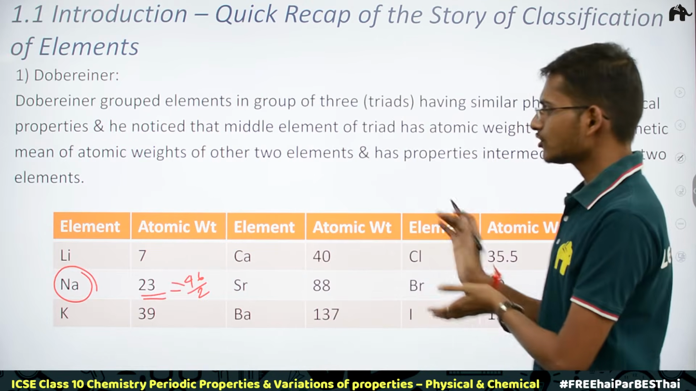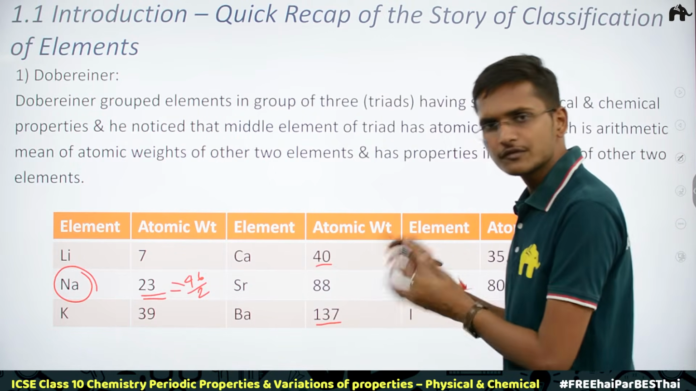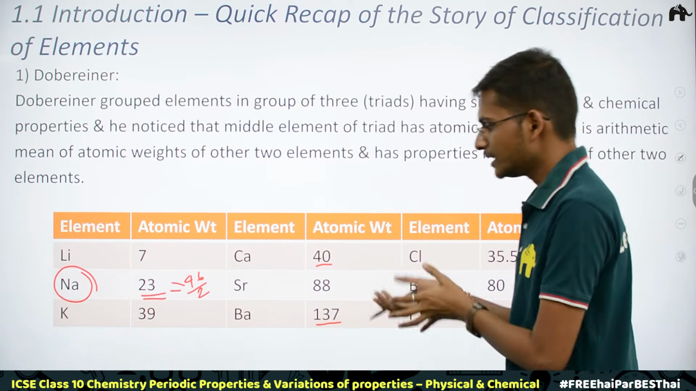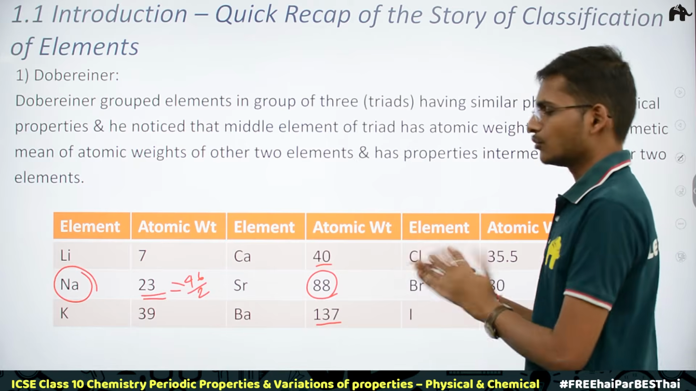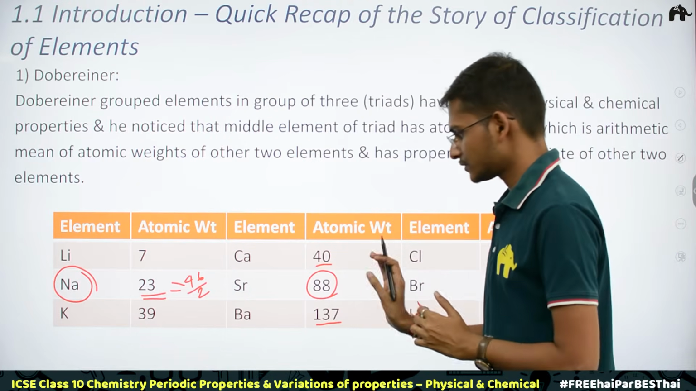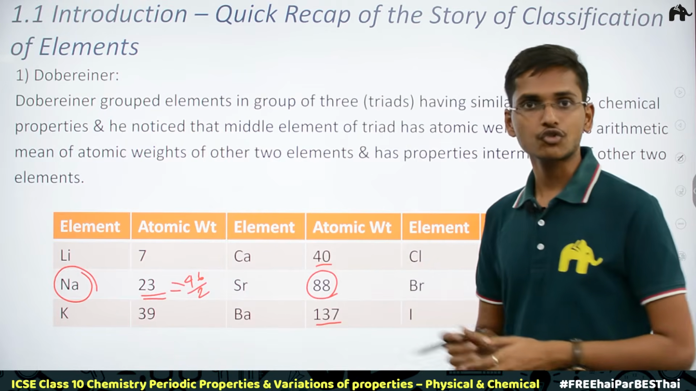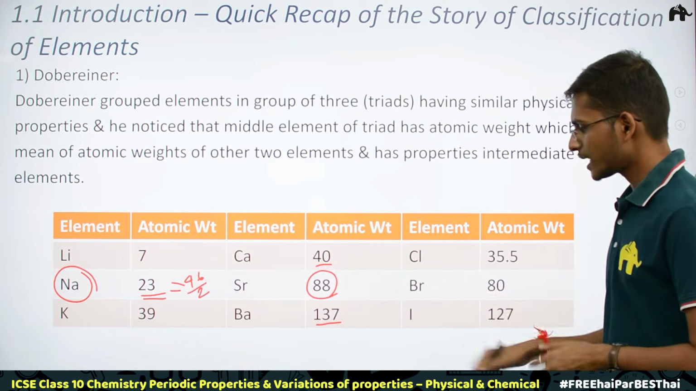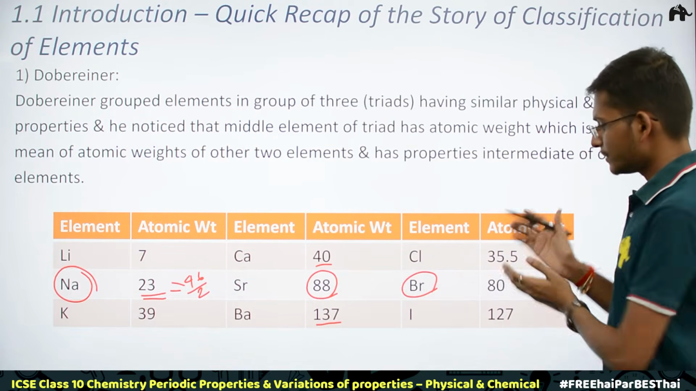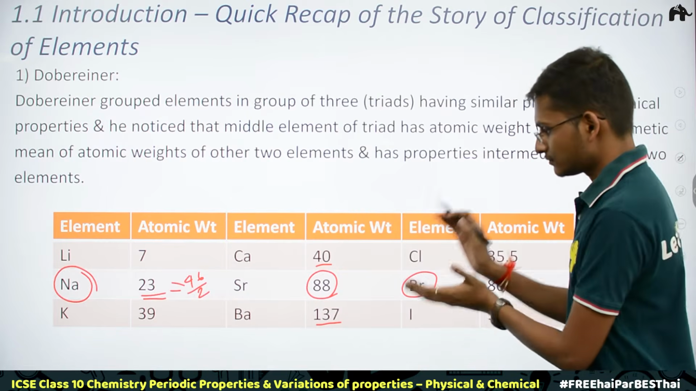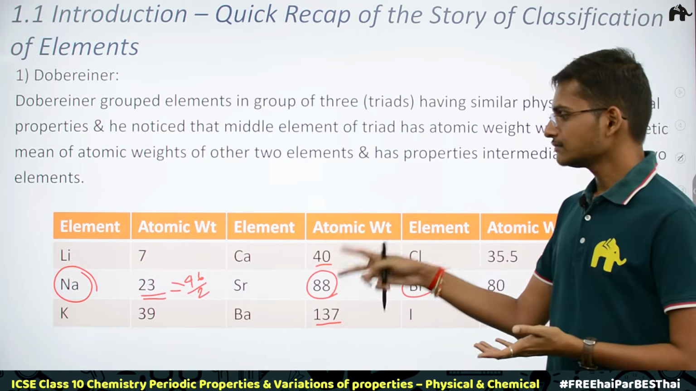In this case also, calcium has atomic weight 40 and barium has 137, and if you calculate the arithmetic mean, you would get slightly more than 88, but the atomic weight of strontium is 88. So approximately, the arithmetic mean of calcium and barium is strontium. Moving towards chlorine, bromine and iodine also, bromine's atomic weight is approximately the arithmetic mean of the other two elements. And Dobereiner found that the properties of strontium and bromine were intermediate of the other two elements.